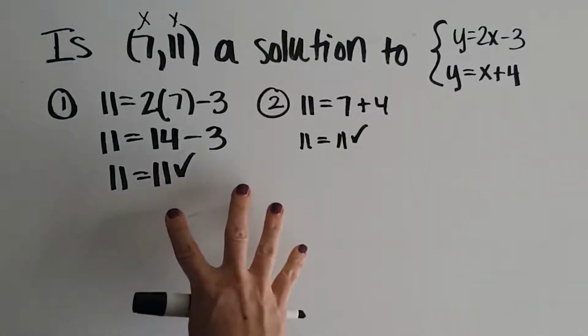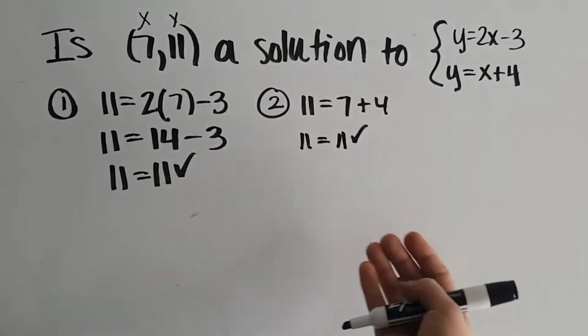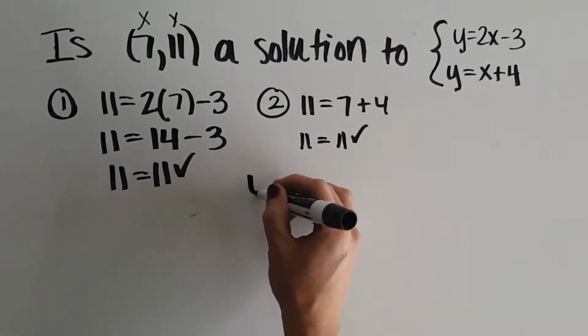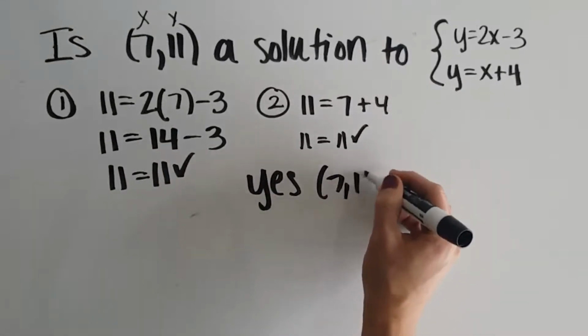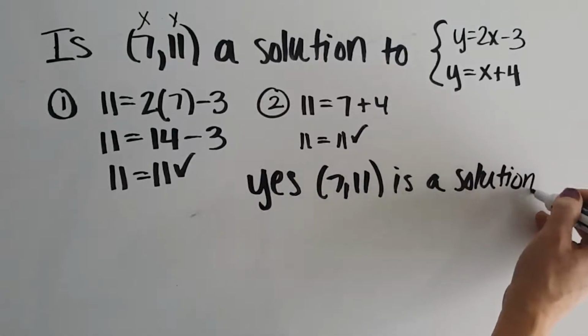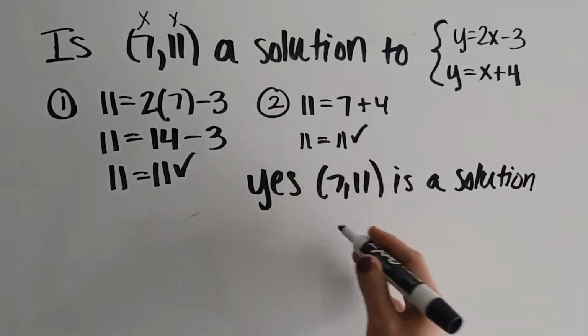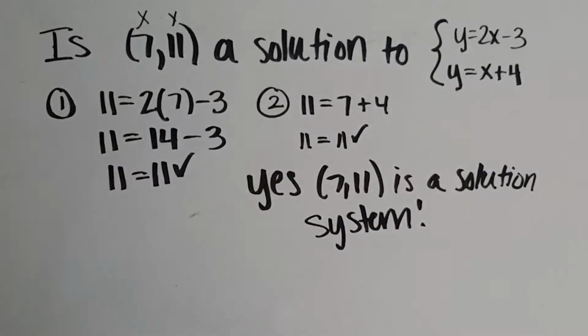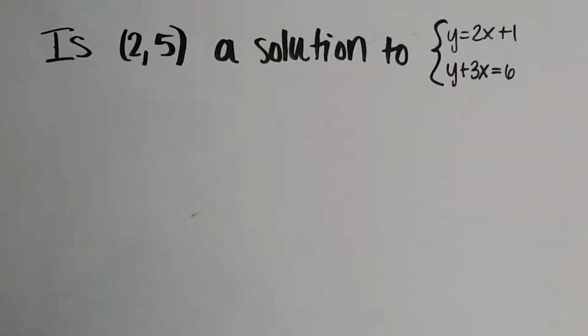So again, because they're asking is it a solution, we have to say yes or no. So because it works for both equations, we get to say yes, (7, 11) is a solution to the system. So not only does it work for each of them individually, each equation, but it's a solution to the system as a whole because it works for both. So let's take a look at a second example.